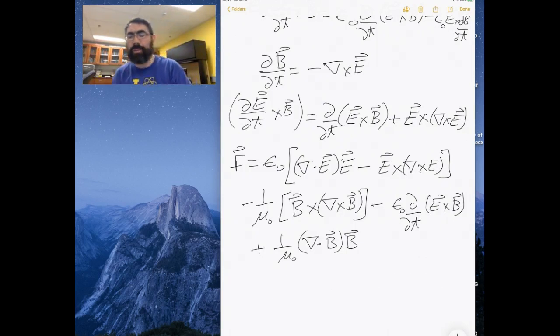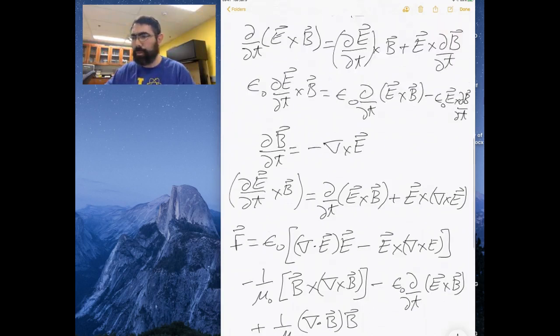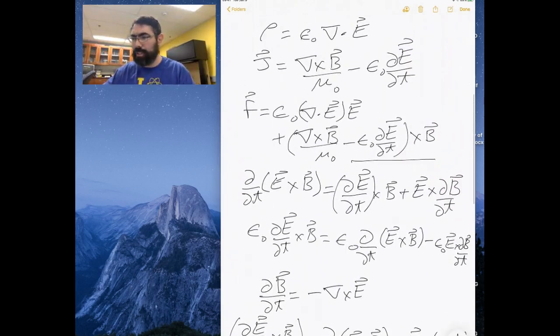So you may ask, well, where did that last term come from? Because all the rest of them seem to come out of this equation up here. I have a curl of B crossed into B, I've got the time derivative crossed into B, I've got this divergence of E. Where did I get the divergence of B times B?